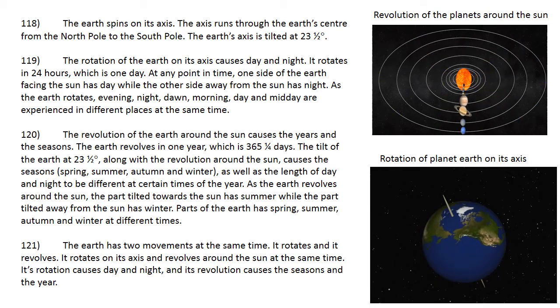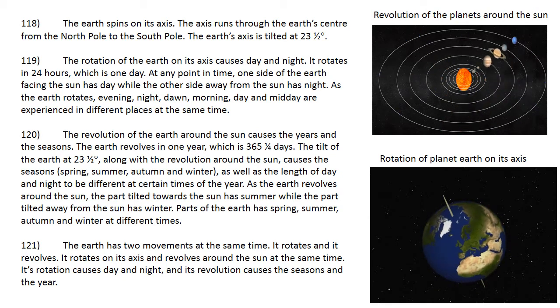The revolution of the Earth around the sun causes the years and the seasons. The Earth revolves in 1 year, which is 365.25 days. The tilt of the Earth at 23.5 degrees, along with the revolution around the sun, causes the seasons: spring, summer, autumn, and winter, as well as the length of day and night to be different at certain times of the year.